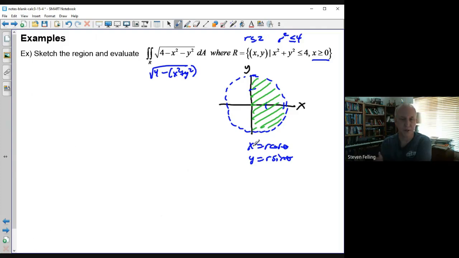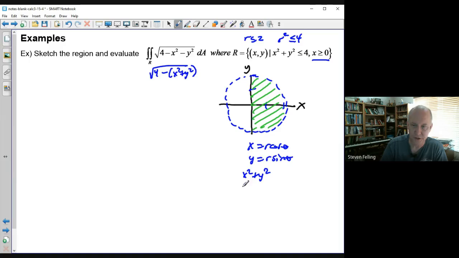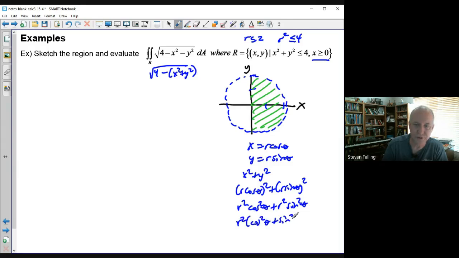Because x is r cosine theta and y is r sine theta, let me prove why I asserted that x squared plus y squared is r squared. If you did x squared plus y squared, you would get r cosine theta squared plus r sine theta squared, which is r squared cosine squared theta plus r squared sine squared theta. But you could factor out the r squared, get cosine squared plus sine squared, and that by trig identity is 1. So that's why this is true. I've memorized that as a result, but we should probably see it once. And so that's going to allow me to take this and replace that with r squared.